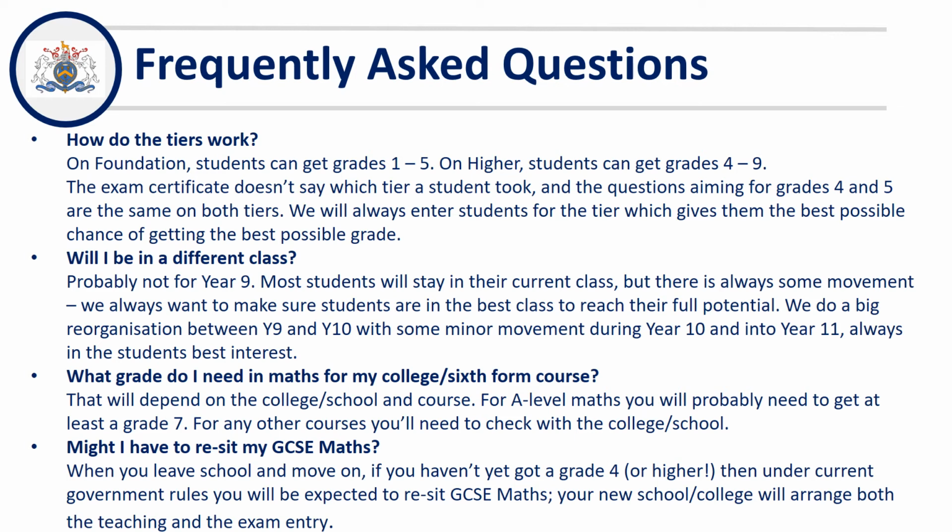So here are some frequently asked questions. How do the tiers work? Well, on foundation, students can get grades 1 to 5, and on higher, students can get grades 4 to 9. The exam certificate doesn't say which tier a student took. This is because the questions aiming for grades 4 and 5 are exactly the same for both tiers. They're what we call the overlap questions. We will always enter students for the tier which gives them the best possible chance of getting the best possible grade.